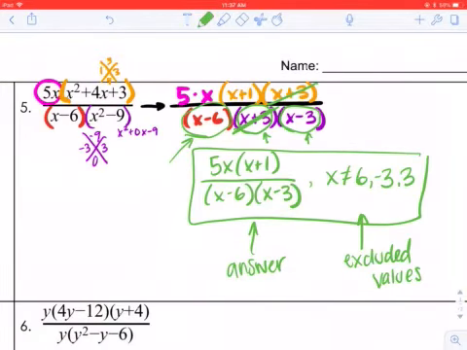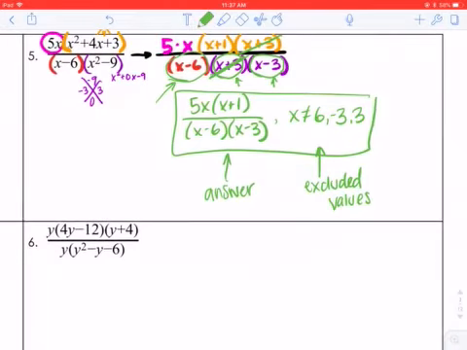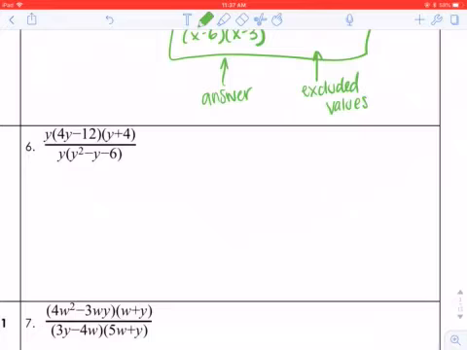Right? So number 5. Go ahead and pause and try number 6. When you're ready, give it a stab. So you're writing this on your paper, or you already have it on your paper, I guess.